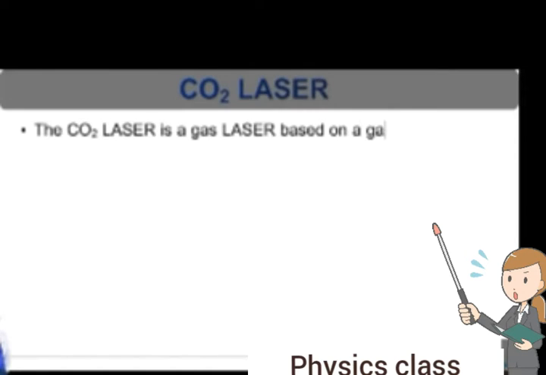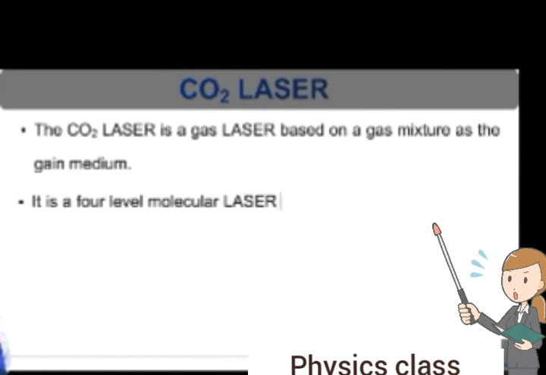The CO2 laser is a gas laser, a molecular gas laser based on a gas mixture as the medium, which contains carbon dioxide, helium, nitrogen and possibly some hydrogen or water vapor. Such a laser is electrically pumped in an electrical gas discharge, which can be operated with DC current, with AC current, for example 20 to 50 kilohertz, or in the radio frequency (RF) domain. It is a 4-level molecular laser and operates at 10.6 micrometer.